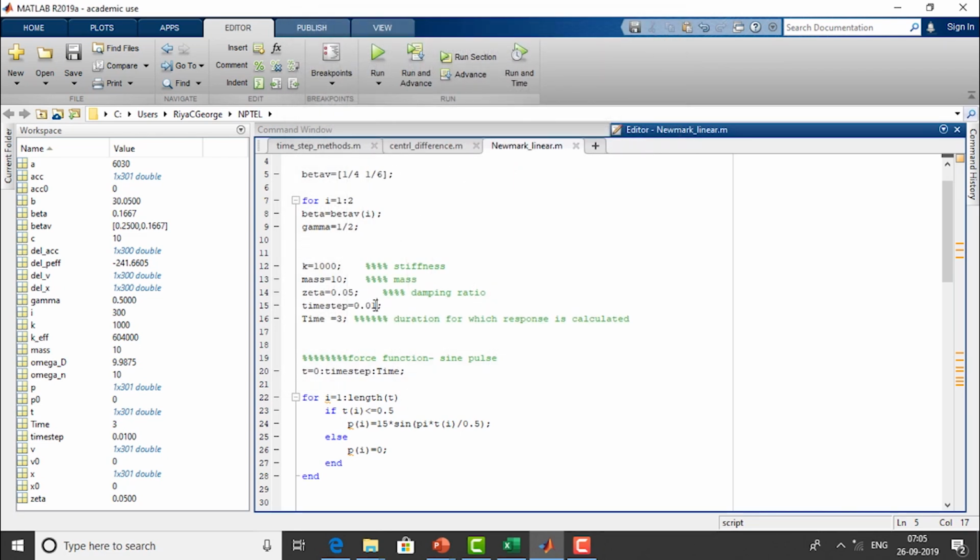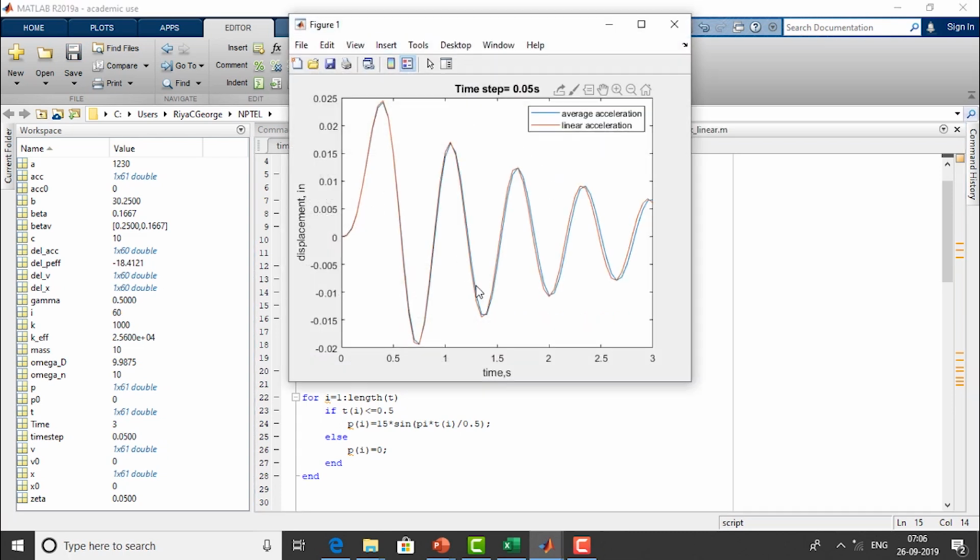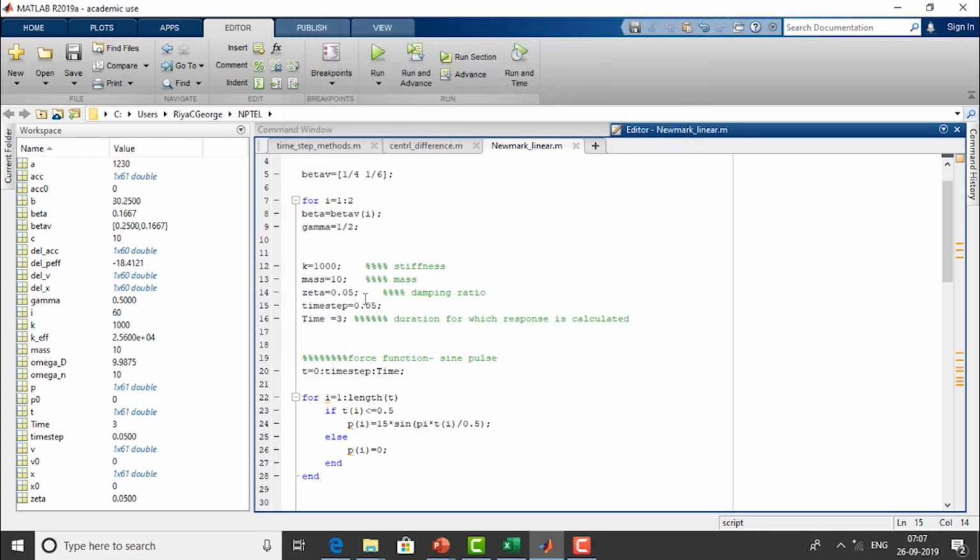So when the time step is, say, 0.05, we would get the response as this. Here, as you can see, the responses due to both these methods differ from each other slightly. The difference increases as time increases. Let's see for another time step.